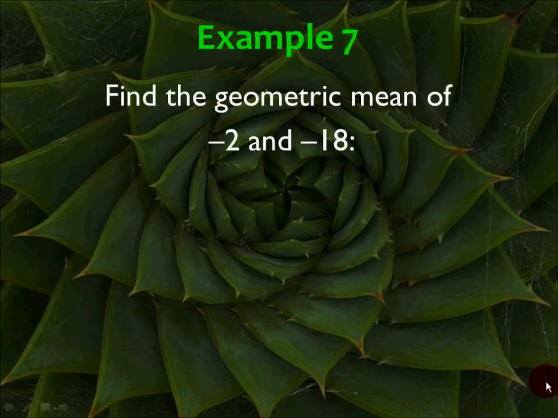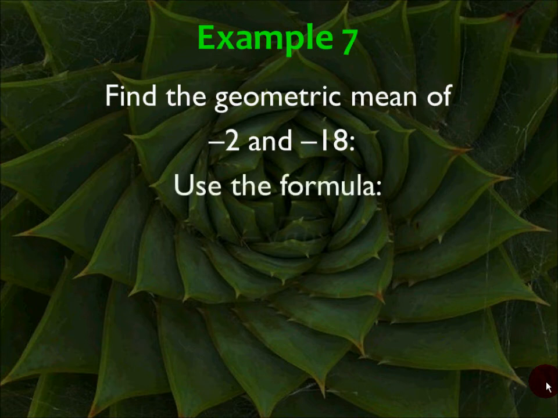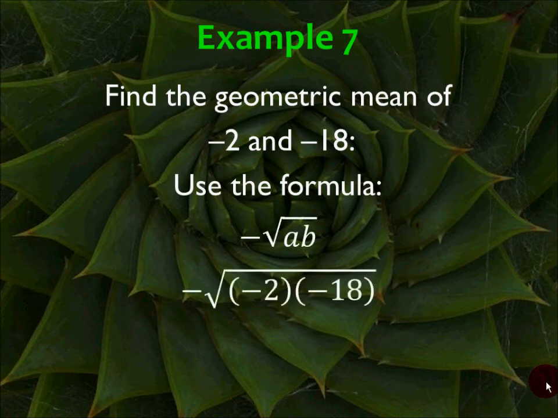Example 7. Find the geometric mean of -2 and -18. Because we have two negative numbers, you are going to use the second formula on the previous slide, negative times the square root of a and b. So, negative times the square root of negative 2 times negative 18, and your geometric mean is negative 6.